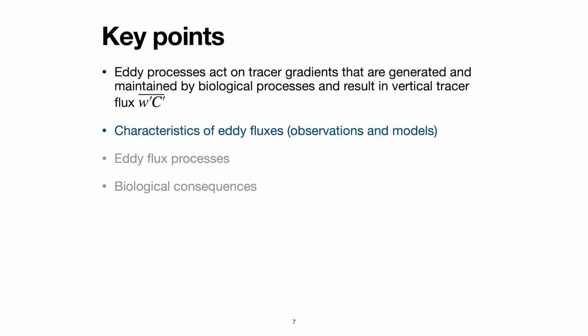And so the first key point that I want to get across is that eddy processes, these mesoscale and submesoscale processes, act on tracer gradients, and these tracer gradients are maintained by biological processes. And so there's inherently already a biophysical coupled dynamic here, and they result in a vertical tracer flux in the presence of vertical velocity. For the rest of the talk, I'm going to talk about characteristics of these eddy fluxes from both observations and models, just sort of what are we trying to understand. Then I'll talk mechanistically about some of these eddy flux processes, and finally conclude with some of the biological consequences.